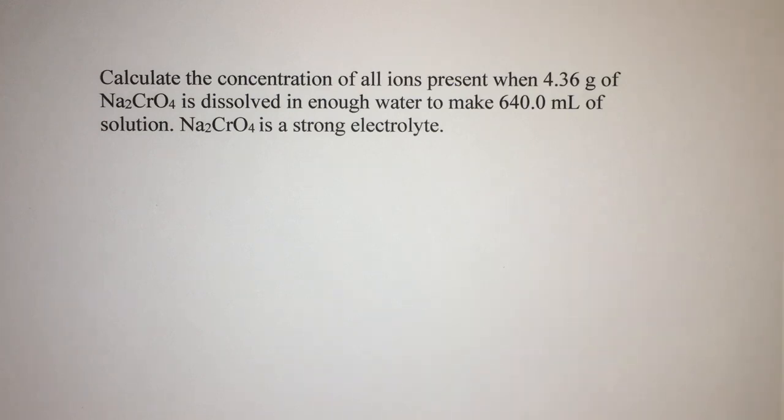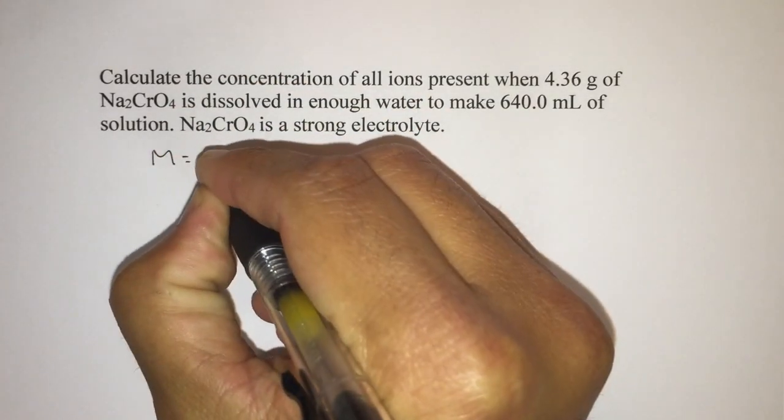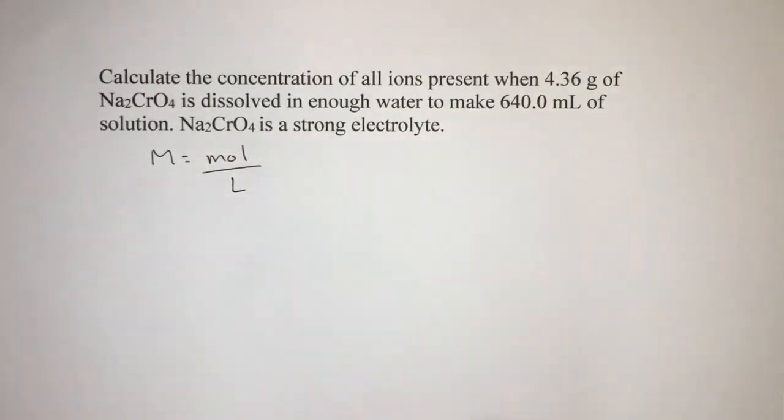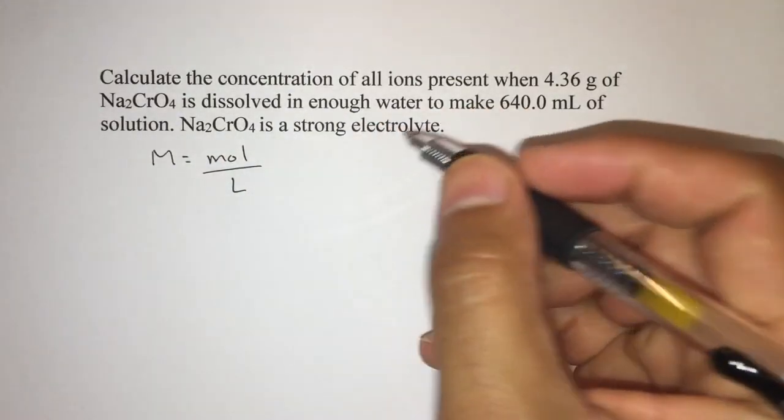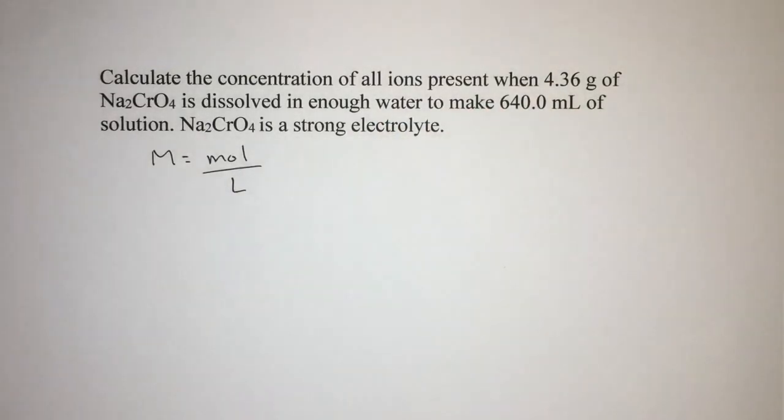Now, a little bit different than what we've done before. Here we want to calculate the concentration of just the ions, not the compound. So remember, molarity is defined as the moles of solute per liter of solution. But here we're looking for the moles of the ions, not the moles of the whole compound. So here's what we're going to do.